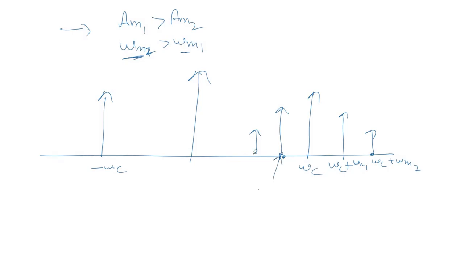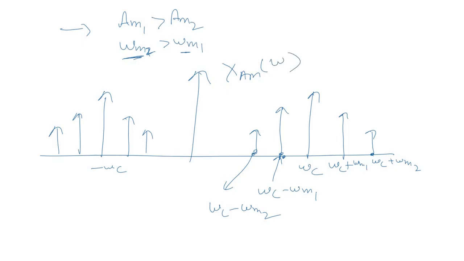And this point would be omega C minus omega M1, and this would be omega C minus omega M2. Right? Similarly, the negative counterpart would be there. So the spectrum of this multi-tone type of a signal would be something like this. So we can easily observe from here that there are two pairs of sideband now.